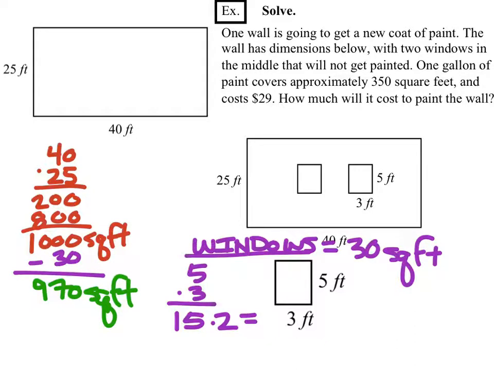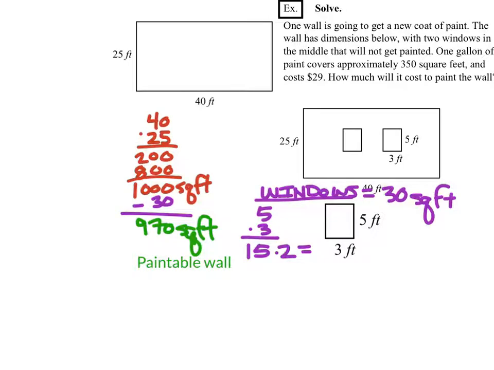Now this doesn't really answer either one of the questions, but it helps us to get closer to the final question, which is how much will it cost to paint the wall. So right now what I need to figure out is how many cans of paint I will need to paint the wall. Or I guess how many gallons, right? So 1 gallon is 350. So you could just keep subtracting 350 until you get to 0 or less. Or you could divide it, which is really what they want us to do.